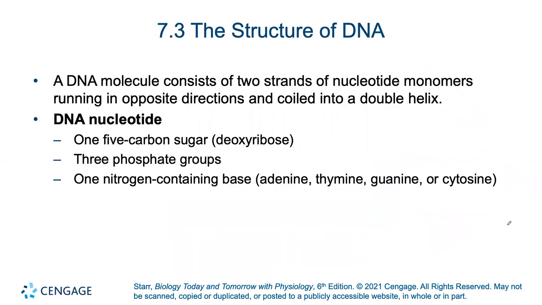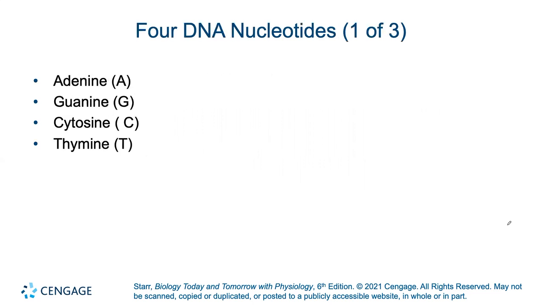A DNA molecule consists of two strands of nucleotide monomers that run in opposite directions and are coiled into a double helix. The building blocks of DNA, called nucleotides, are composed of a 5-carbon sugar called deoxyribose, 3 phosphate groups, and 1 nitrogen containing base, which is either adenine, thymine, guanine, or cytosine. And these are all connected to each other by covalent bonds. So those are the 4 nucleotides of DNA: A, G, C, and T.